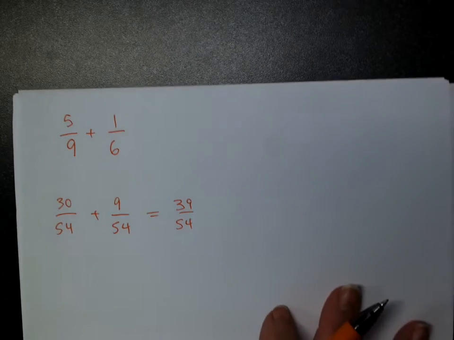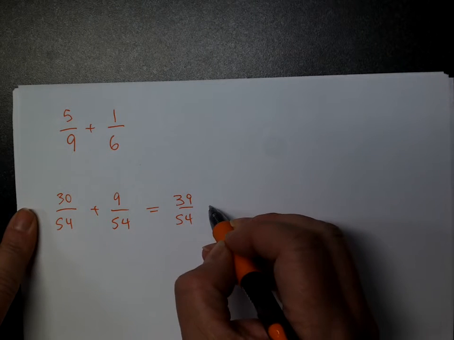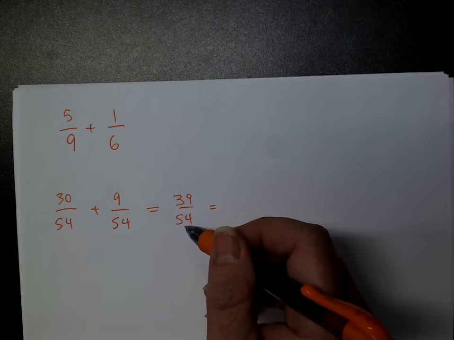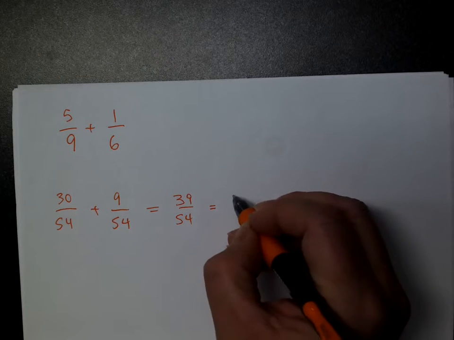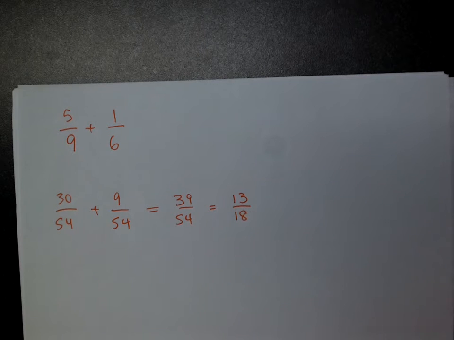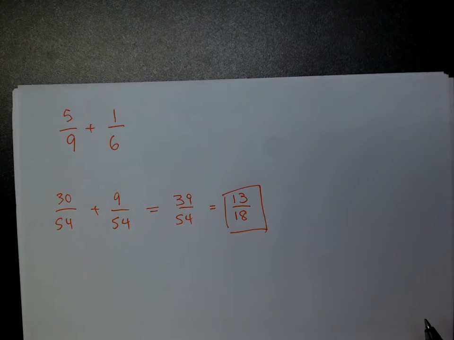You can still reduce it, right? You can divide the top and bottom by 3. It's hard because you're dealing with bigger numbers, it's asking for more careless mistakes, and it's harder to see that you can reduce it. You divide this by 3, you get 13, and you divide this by 3, you get 18. And that's correct. There's nothing wrong with that.